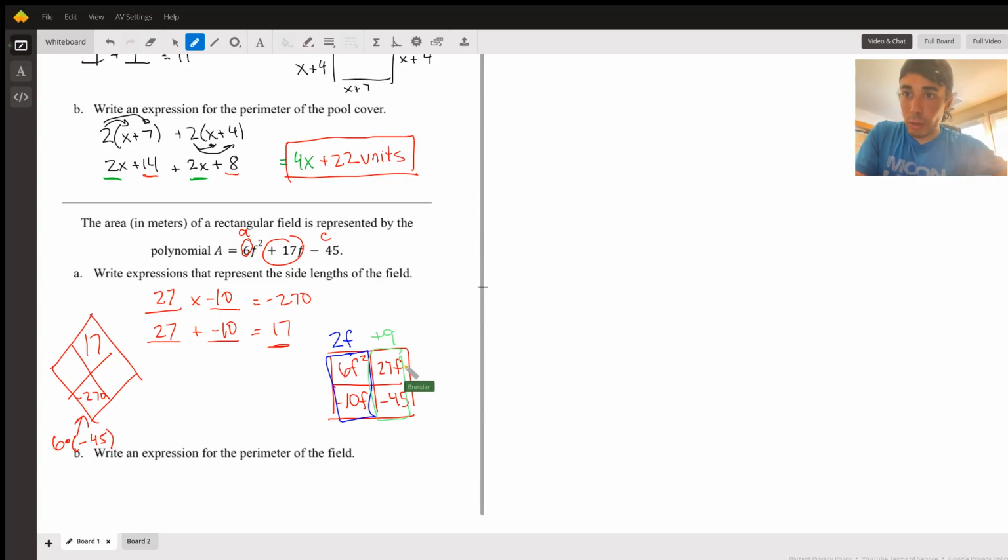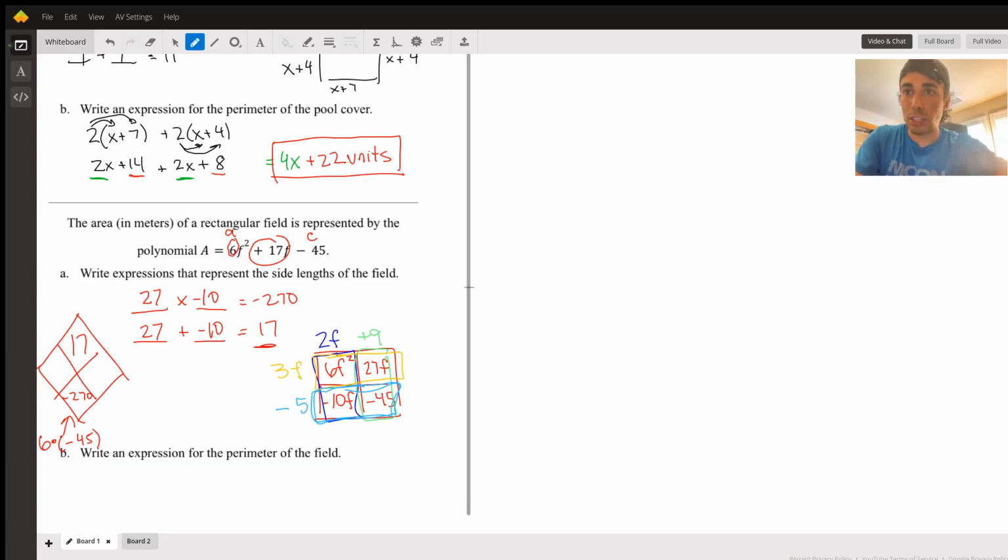All right, let's look at this top row in yellow. So 6 and 27, the biggest number that goes into both of those is 3. And then f squared and f, again, we can take out an f. And then negative 10f, negative 45. Remember, the only time that we take out a negative is when both of the numbers are negative. So this time we will be taking out a negative. And the largest number that goes into both 10 and 45 down here is a negative 5. All right, so that gives us our two expressions to represent the side lengths, right? We've got 2f plus 9 is one side, and 3f minus 5 is the other side, right?